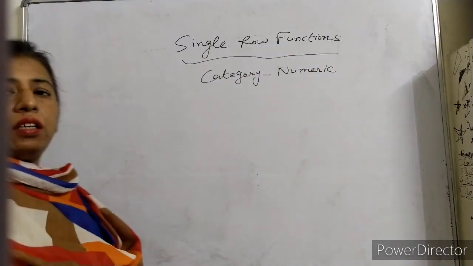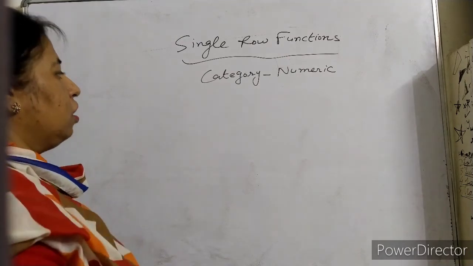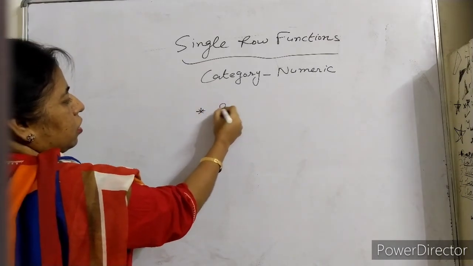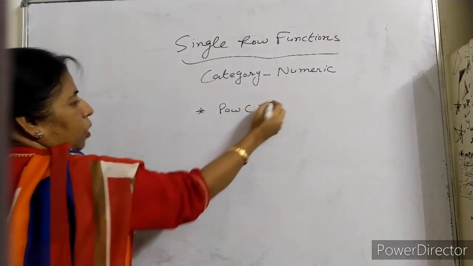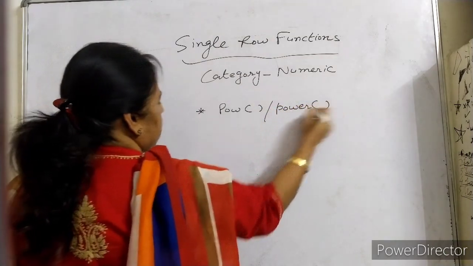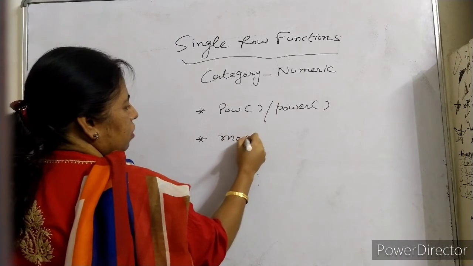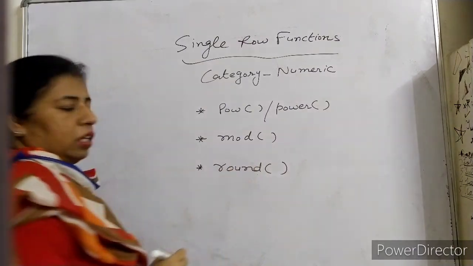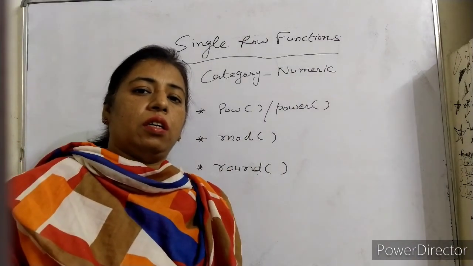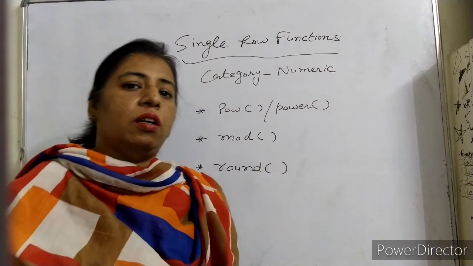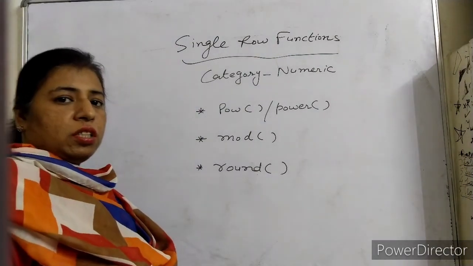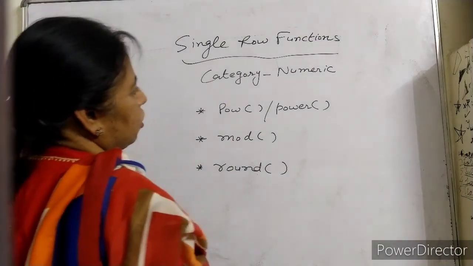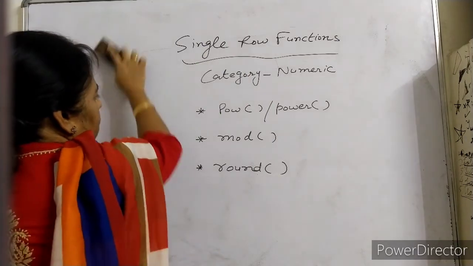We will cover numeric category functions in this video lecture. According to the new syllabus of class 12th, we have to cover only 3 functions in the numeric category, that is pow, or we can say power. Second is mod, and third is round. Only 3 functions we have to study in class 12th new syllabus, but we have many more functions in the numeric category also, but I will not teach them in this lecture because it is out of the syllabus for class 12th.